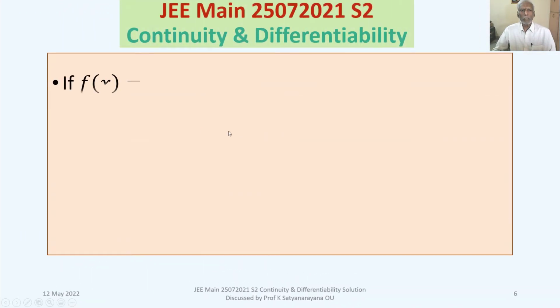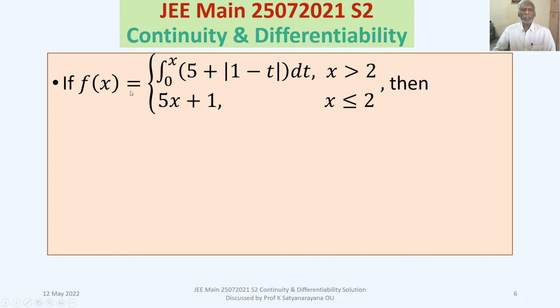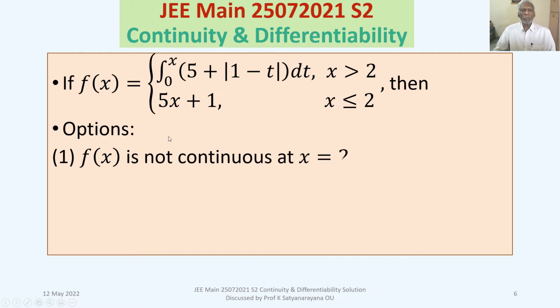The problem is, if f of x is defined as the integral from 0 to x of 5 plus mod of 1 minus t dt when x is greater than 2, and f of x is equal to 5x plus 1 when x is less than or equal to 2. The four options are given. Then what is true?